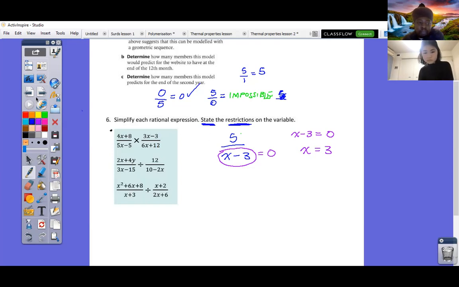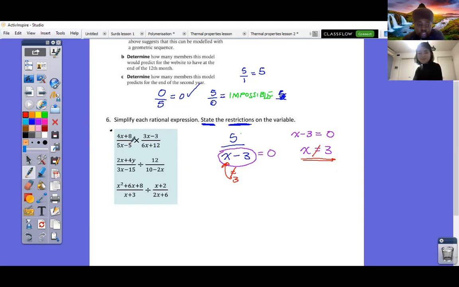If you put the number x as 3 in here, you cannot solve. So x cannot be equal to 3, because if you put 3 there, it's going to be 3 minus 3, which is going to be 0. And then you're going to have 5 divided by 0. So this is the restriction. x must not equal 3.